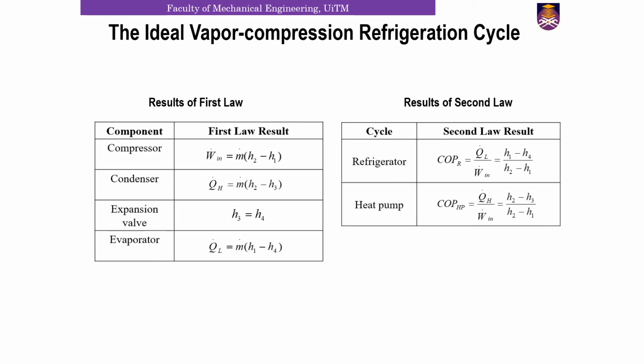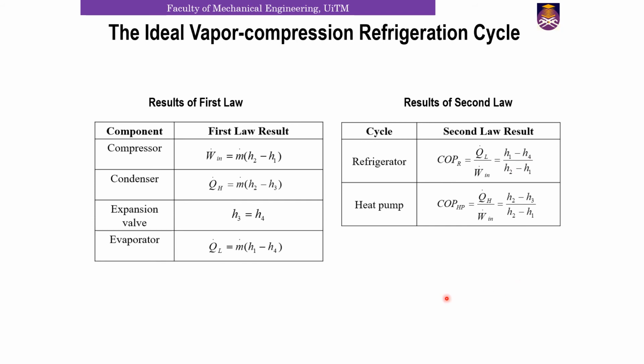Now these are some of the formulas that you can use. Based on our first law results for the compressor, if you want to calculate the work in, it is given by the mass flow rate times the difference of enthalpy between point 2 and point 1. In the condenser, QH is given by the mass flow rate times the difference of enthalpies between point 2 and point 3. For the expansion valve, bear in mind that we assume our enthalpy at point 3 is almost the same as the enthalpy at point 4. And for the evaporator, QL equals m dot times H1 minus H4. And then these are the COP values.